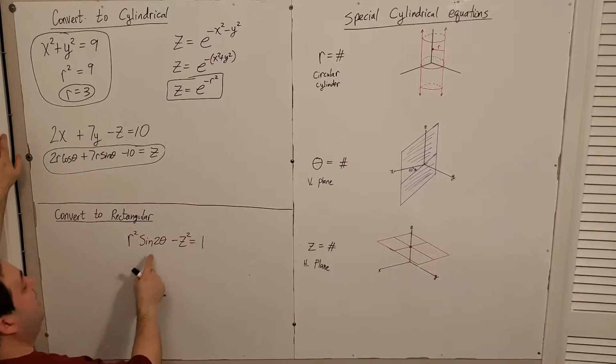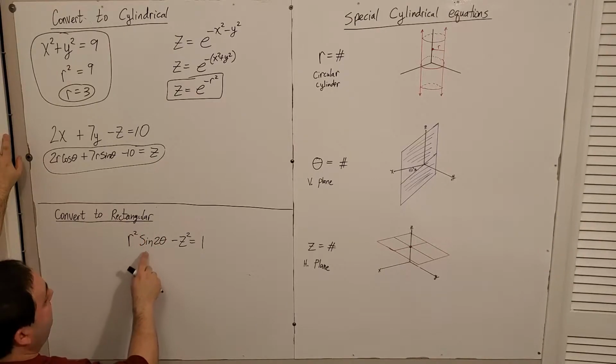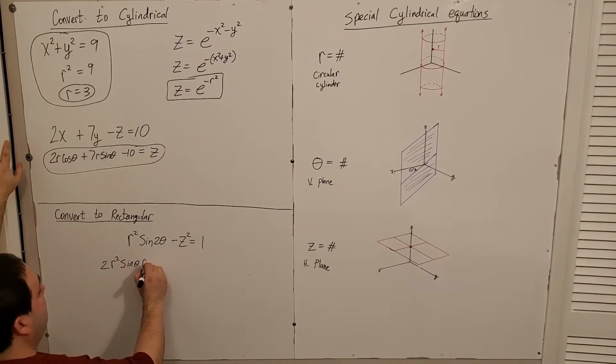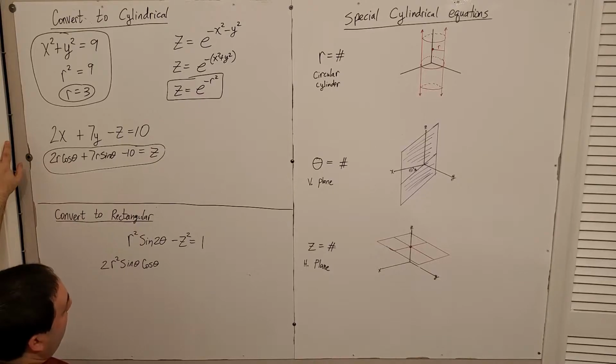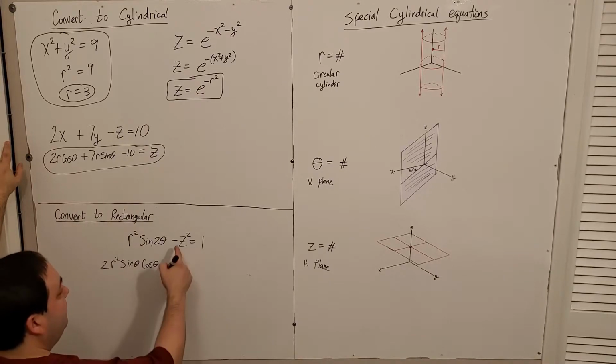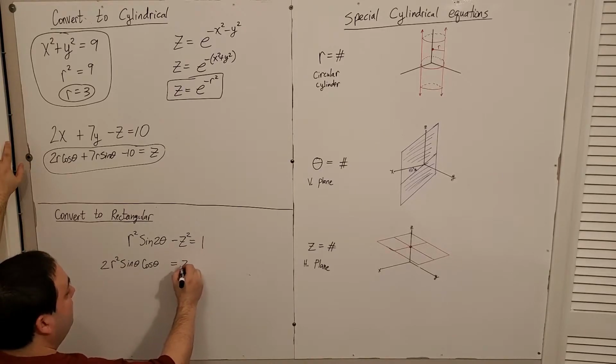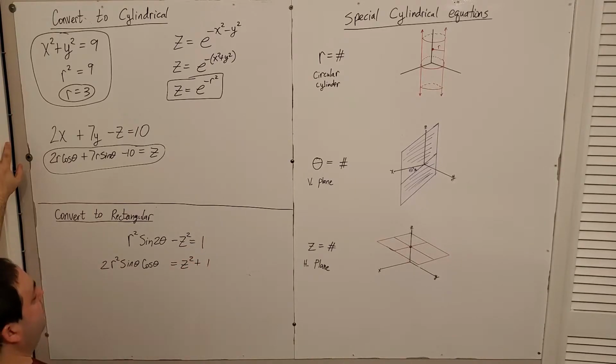So to do that, I'm going to have to use my identity. Sine 2 theta is 2 sine theta cosine theta. And then I'm going to go ahead and just add this over to get it out of the way. So I'll have z squared plus 1 over here.